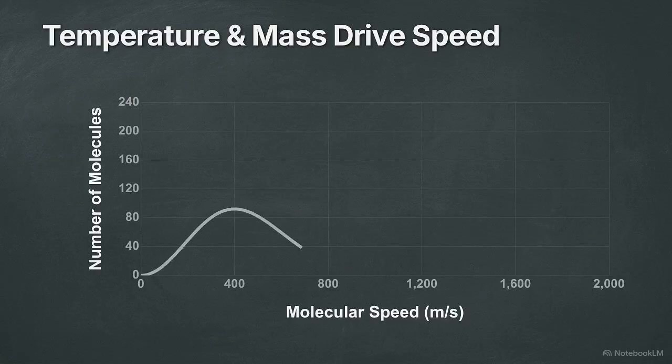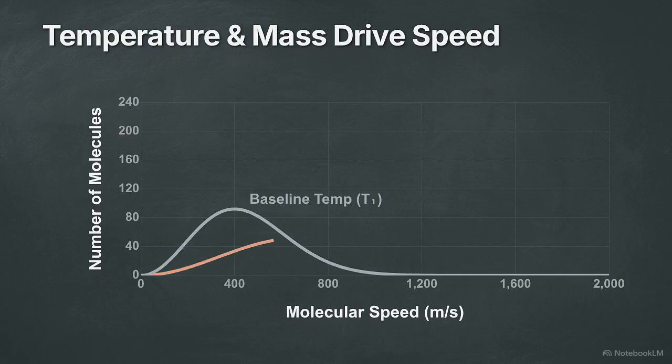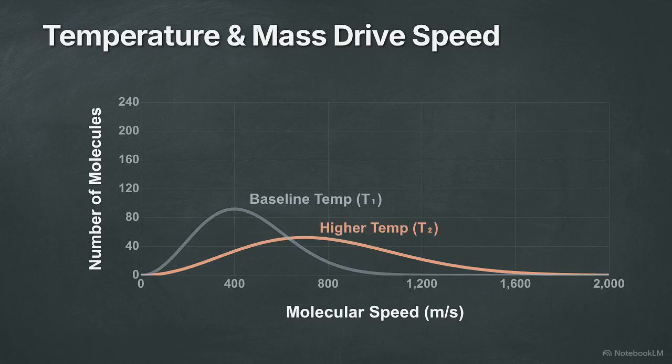This chart shows the Maxwell-Boltzmann distribution of gas particle speeds at a specific temperature. While average kinetic energy is stable, individual molecules travel at varying speeds. Increasing temperature raises average kinetic energy, flattening the curve and shifting it right as molecules travel faster.